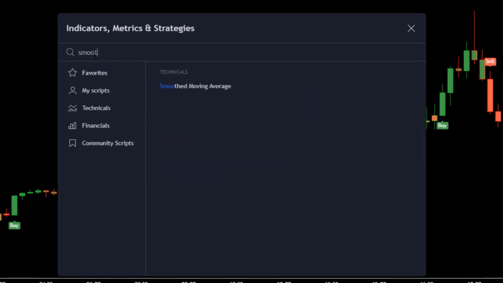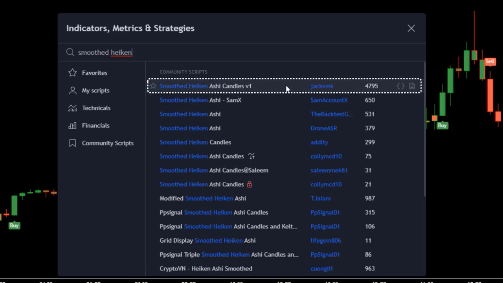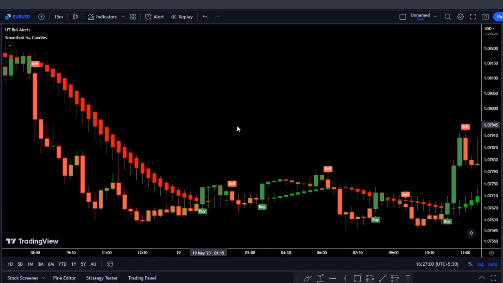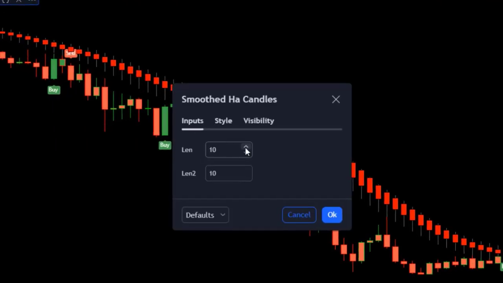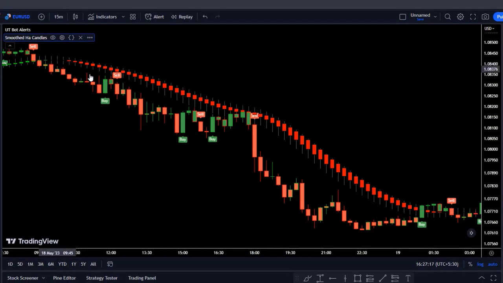You go to the Indicators tab and type in Smooth Heikin-Ashi Candles. Then you will see here the Smooth Heikin-Ashi Candles version 1 by JackMK. You add it to your chart. Now we need to optimize this indicator as well. You go to the settings and here under Inputs, you change the true length from 10 to 12. Then you click OK. This indicator will help us identify the long-term trend.